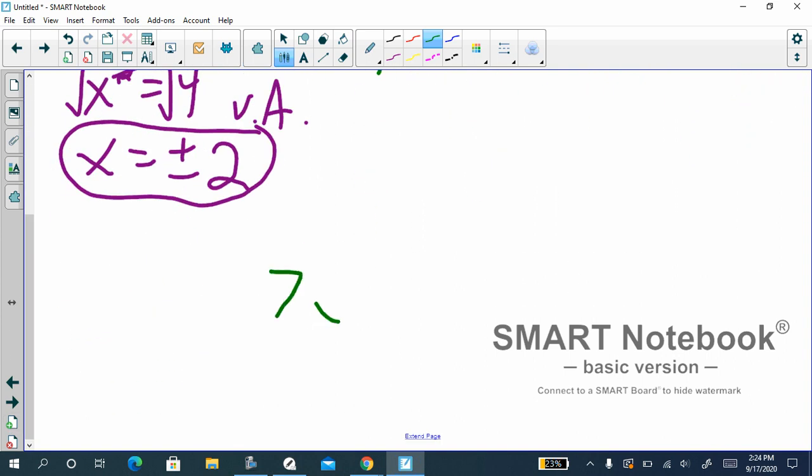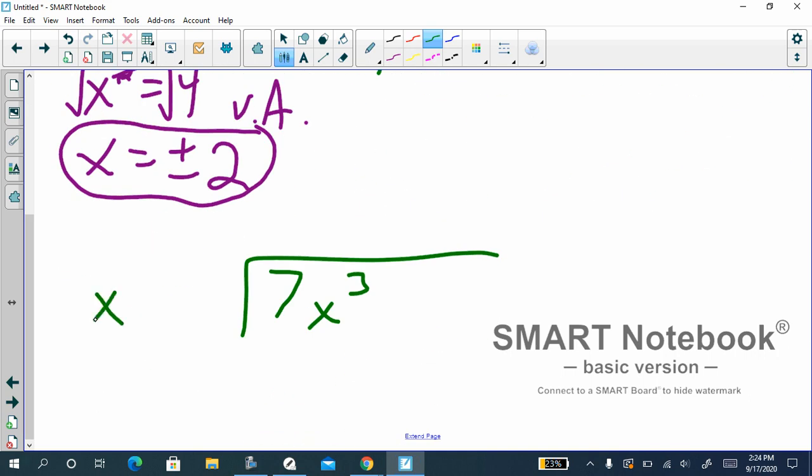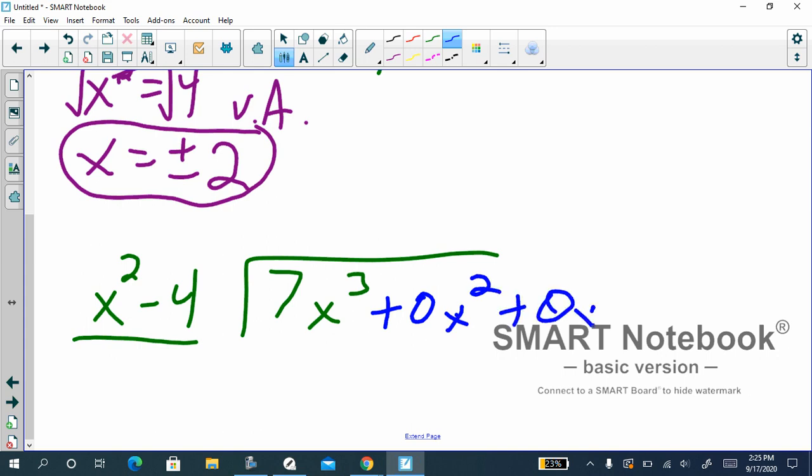So 7x cubed is our dividend. We're dividing by x squared minus 4. Now, if what was out front was linear, we would just use synthetic division. But since it's not, we have to use long division. So we have to be careful. We have to put zeros for any missing terms. So no x squareds, no x's, no constants.